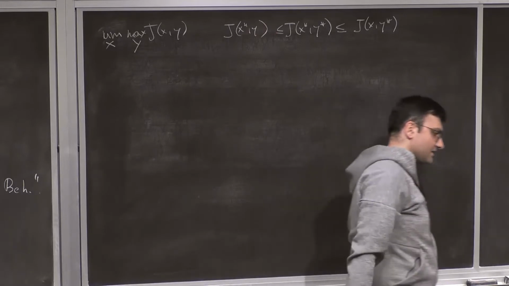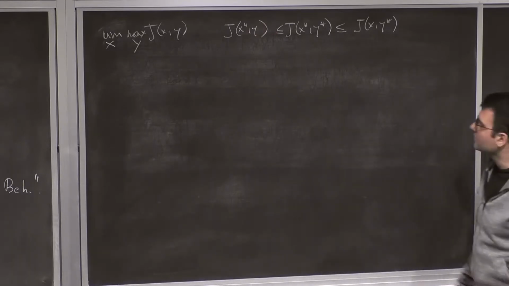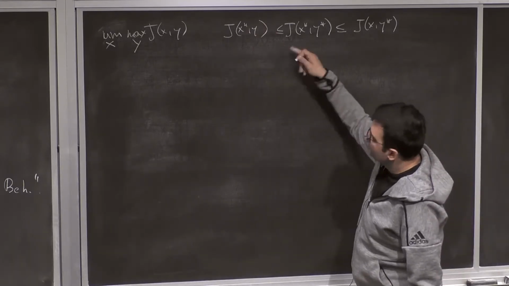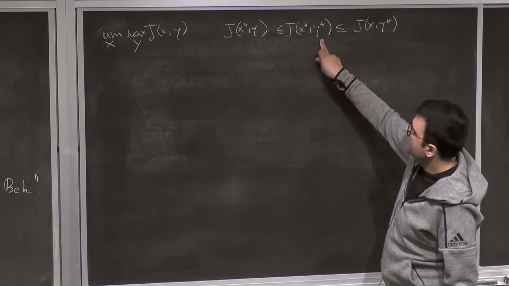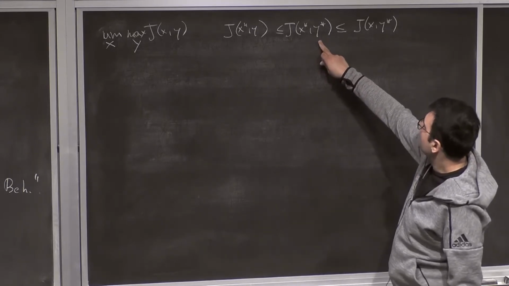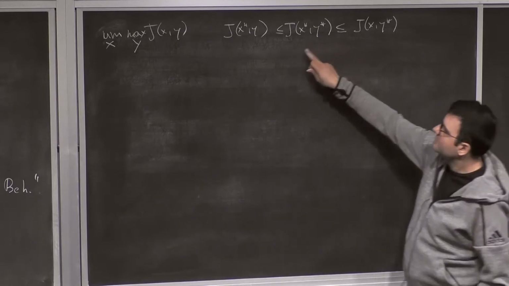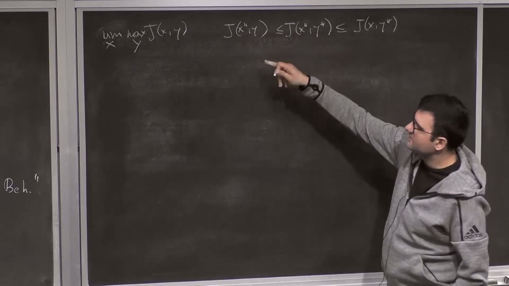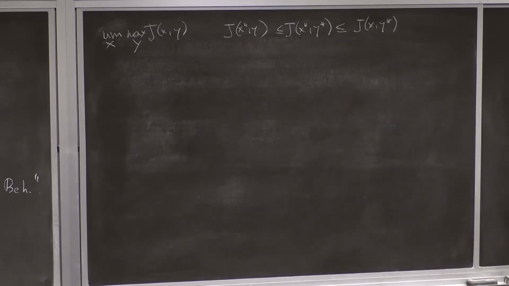So x star, y star will be a solution of this saddle point problem if, well, if you fix y star, then x star is the minimizer of the problem. If you fix x star, then y star is the maximizer of the problem. And they could then give a good mathematical analysis of this problem.